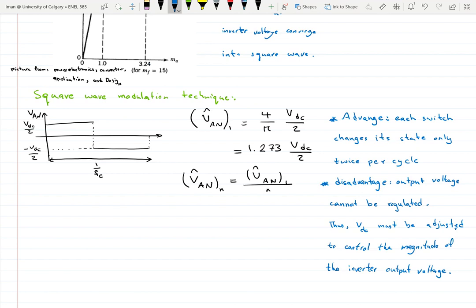Okay, so this is it for the half bridge inverter. In the next lecture, we're going to explain the full bridge.